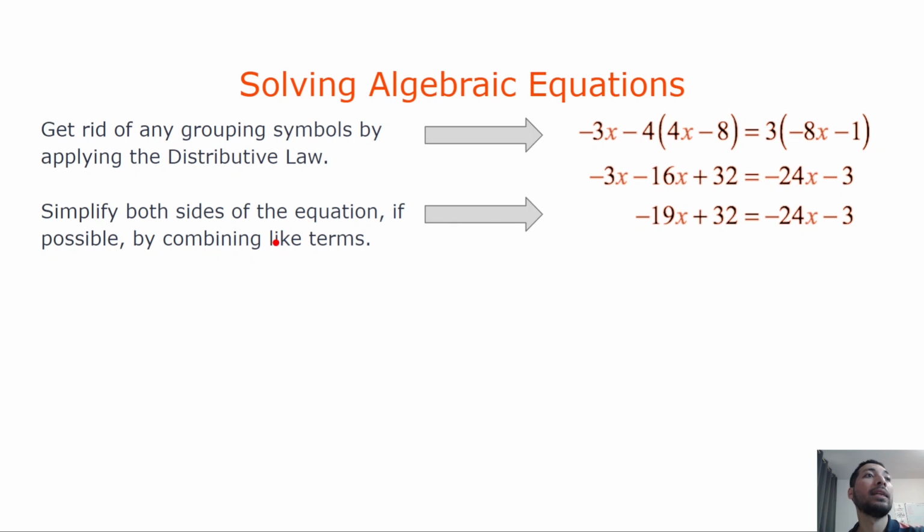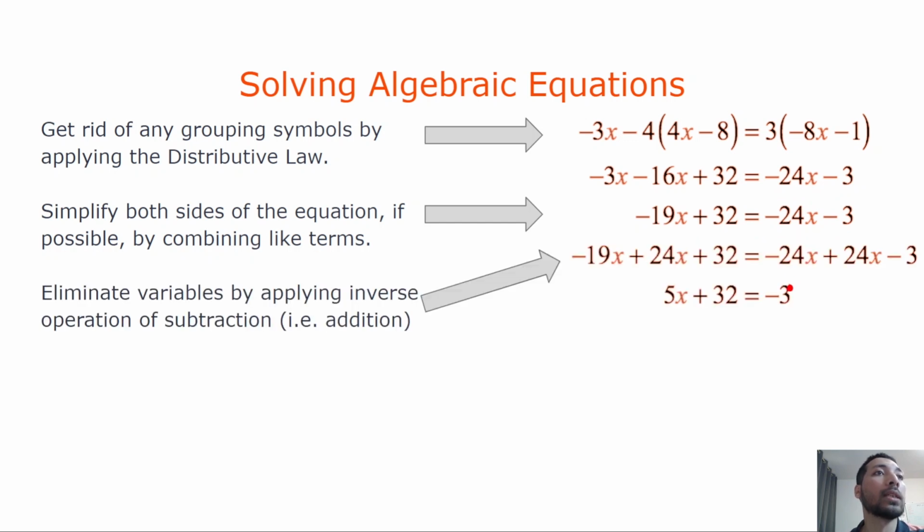Now we can combine the like terms on both sides. On the left side, we have negative 3x minus 16x. This can be combined to give negative 19x. We don't have any like terms on the right side. Now we need to get rid of the variables from the right side to the left side. So we add 24x on both sides. If you add 24x on both sides, we get 5x plus 32 equals negative 3.